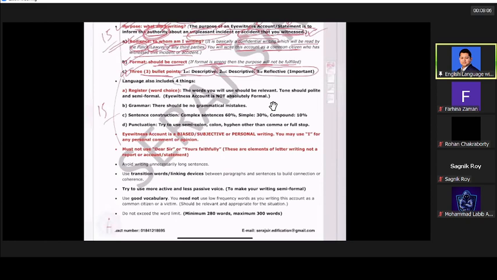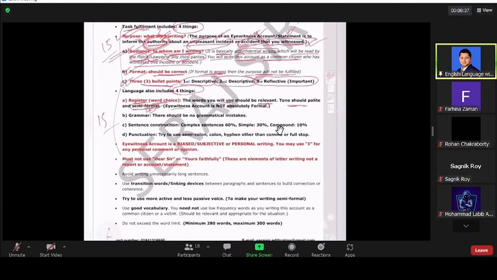Language also includes 4 things. Number 1, register, which I am really very serious about, or word choice. The words you use should be relevant. Tone should be polite and semi-formal. My dear students, I hope we have already found another difference. Incident report writing was 100% formal writing. I told you, right? I'm sure you can remember. Look at this one. Incident report writing is formal, and eyewitness account is semi-formal. See, eyewitness account is not absolutely formal.